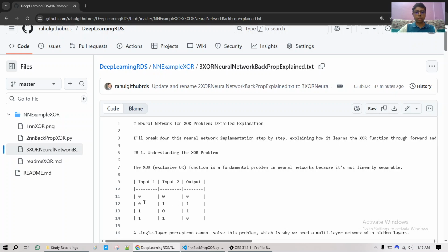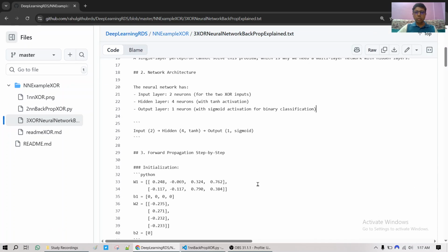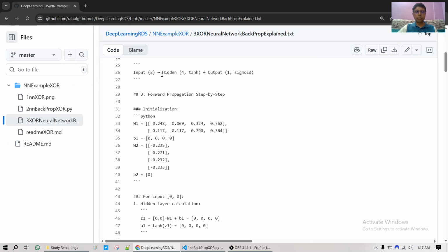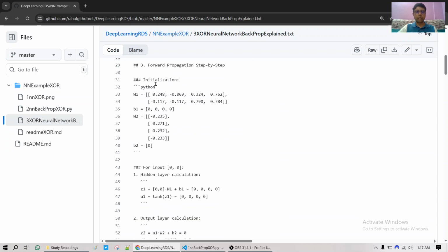Should be zero for this combination. There should be one, and so we have two inputs, four hidden neurons, and one output layer. So let's understand, one by one. First, initialization: we have weightage factors.